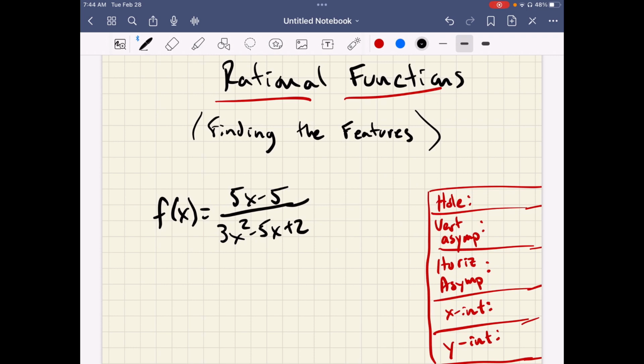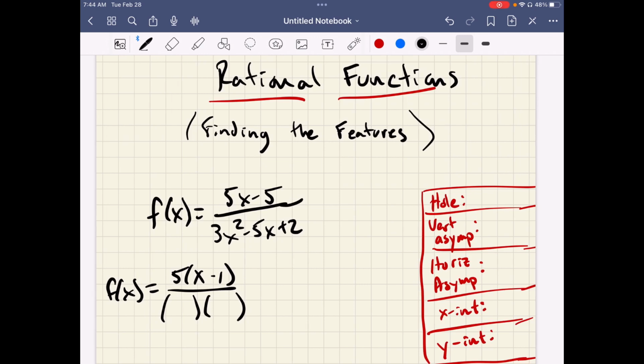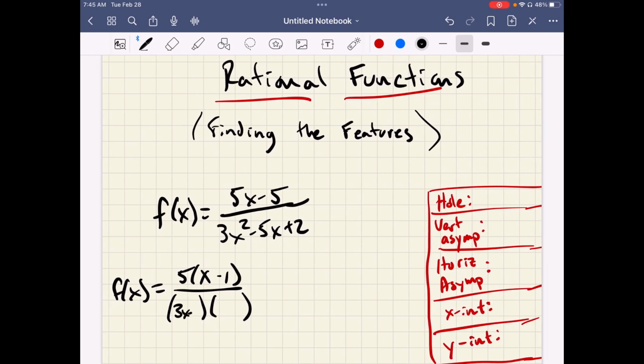So we're going to begin by factoring both the numerator and the denominator. That gives us f of x equals, I'm going to GCF the top and get 5 times x minus 1. And then I'm going to factor the bottom into two binomials, and I'm going to get 3x minus 2 and x minus 1.